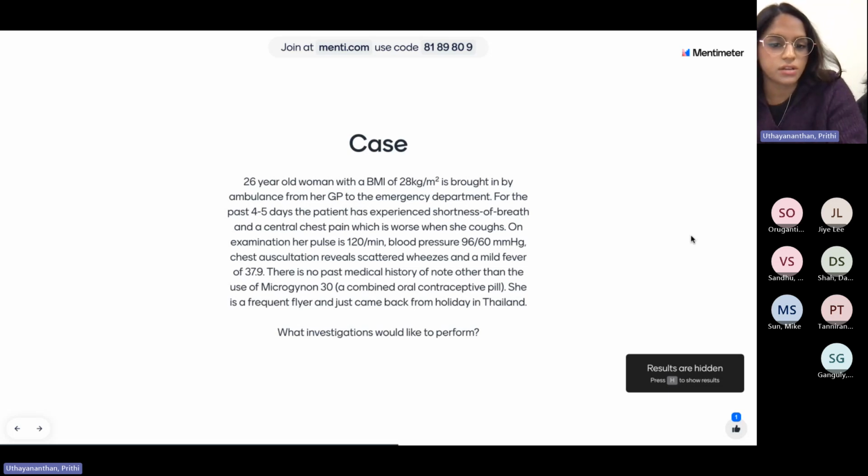On examination, her pulse is 120, BP is 96/60, chest auscultation reveals scattered wheeze and a mild fever of 37.9. No past medical history other than use of the combined oral contraceptive pill. She's a frequent flyer and just came back from holiday from Thailand. So does anyone want to suggest any investigations that you would like to perform, or how you would go about approaching this patient?